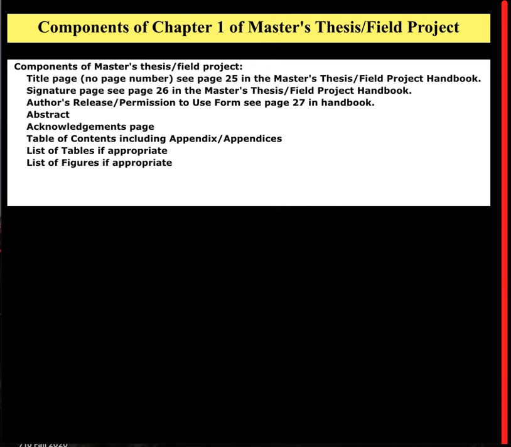The second, you need a signature page. And if you go to page 26 in your master's thesis field project handbook, there it is. That's what the signature page looks like. So all you have to do is copy that. The next page, or your third page of your thesis or field project, will be your author's release. And if you go to page 27 in your handbook, there's an exact copy of the author's release.